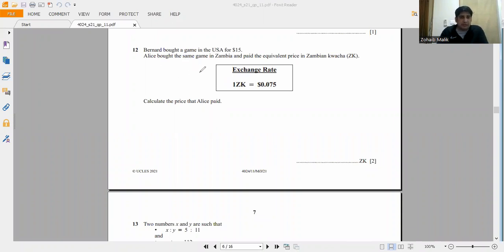Bernard bought a game in the USA for $15. Alice bought the same game in Zambia and paid the equivalent price in Zambia kwacha, which is ZK. Exchange rate is 1 ZK is equal to $0.075. Calculate the price that Alice paid. Now the price is given, beta.